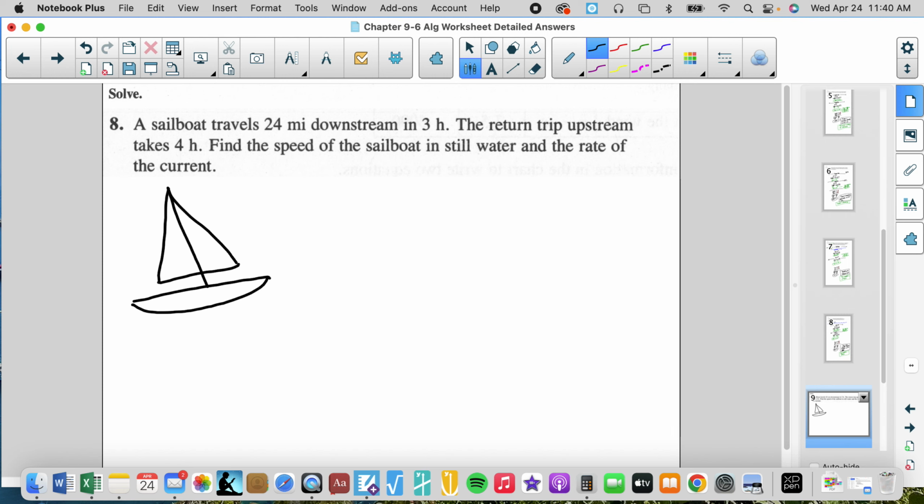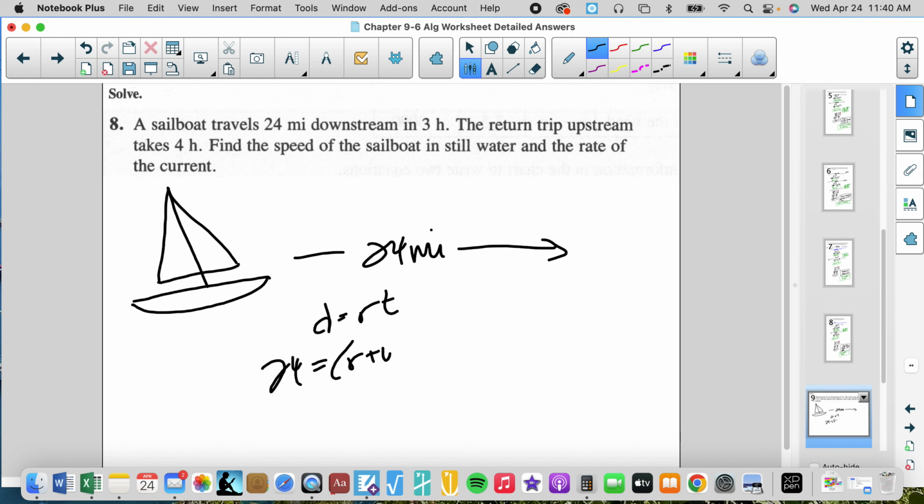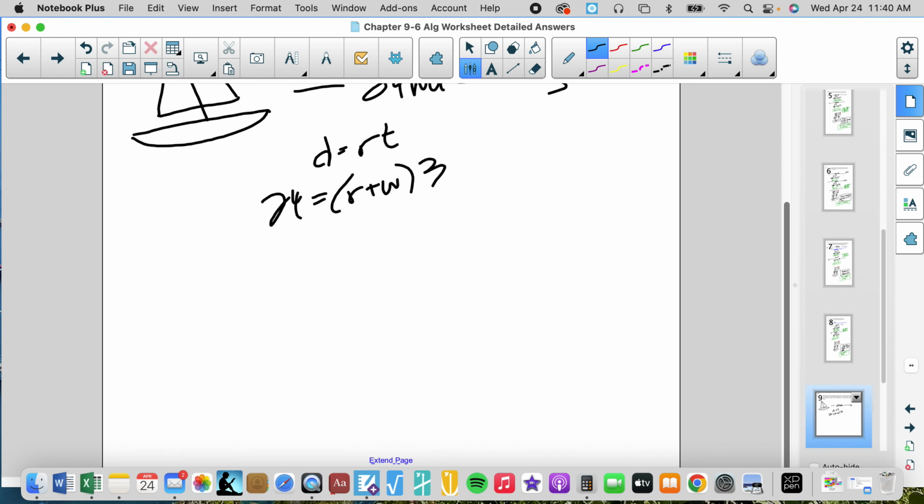A sailboat travels 24 miles downstream in 3 hours. So downstream means with the current. So it's going to travel 24 miles. Distance equals rate times time. 24 equals, with the current downstream, takes 3 hours. The return trip upstream takes 4 hours. So distance equals rate times time. 24 equals rate minus W, takes 4 hours.